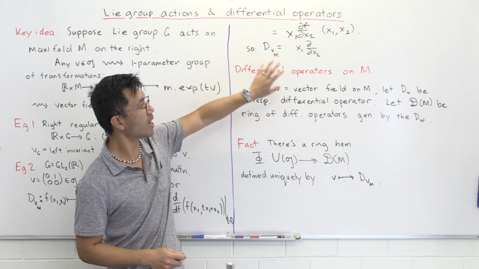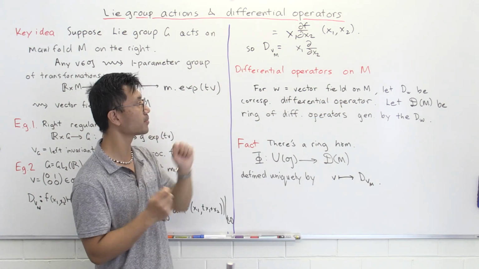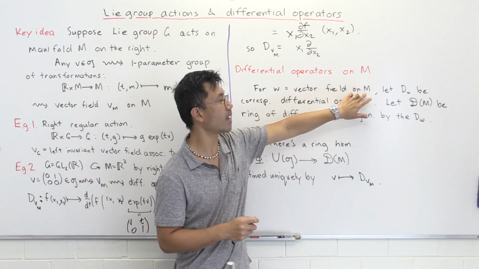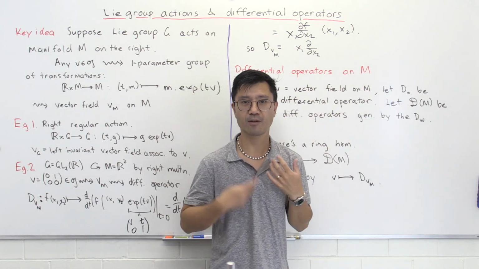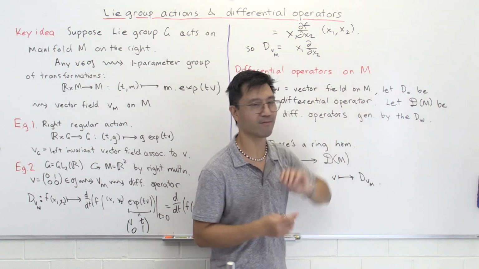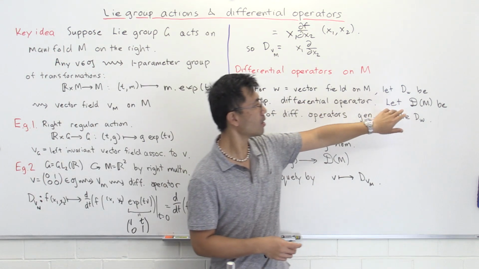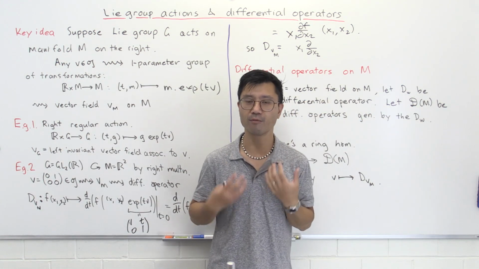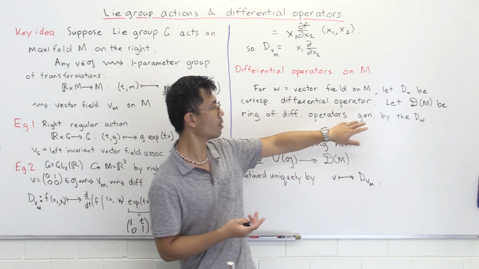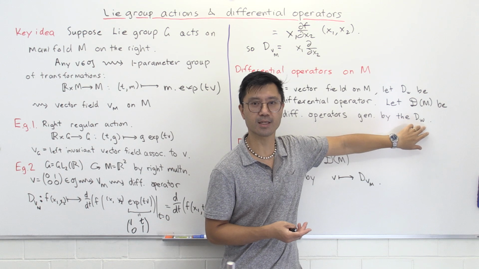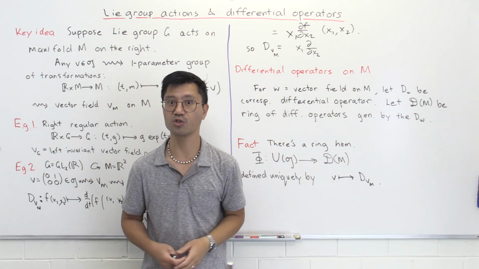So let's set up some notation so that we can talk about the general picture of what we will get. If we have a vector field on M, let's call it W. We're going to let dW be the differential operator that's associated to that vector field. And then this script D of M will be the ring of differential operators. So here I'll just mean by that the ring that's generated by all these differential operators dW, where W varies over all the smooth vector fields on M.